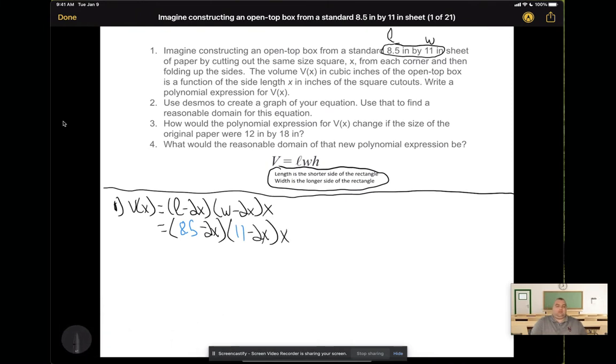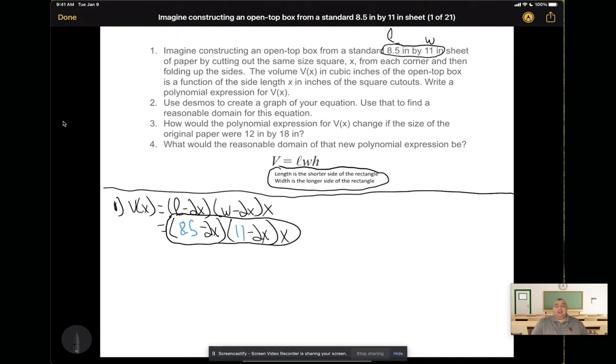times x. So to answer the question, write a polynomial expression for v of x. This right here is your polynomial expression. It clearly has more than one term. And the way this polynomial works is I can figure out the volume of the box simply based on the size of the square that I cut out.